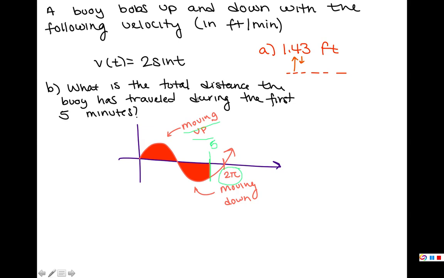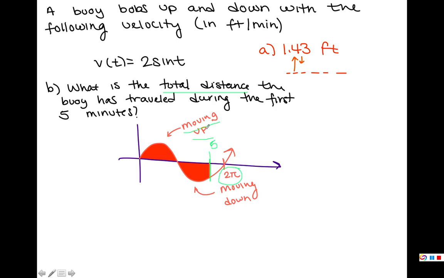And so basically, if you want to find the total distance traveled, you're going to have to integrate the positive and the negative regions separately. Okay, total displacement, you just integrate 0 to 5. For total distance, you have to integrate the positive and the negatives separately. If you don't, the positive and the negatives end up, in a sense, canceling each other out.